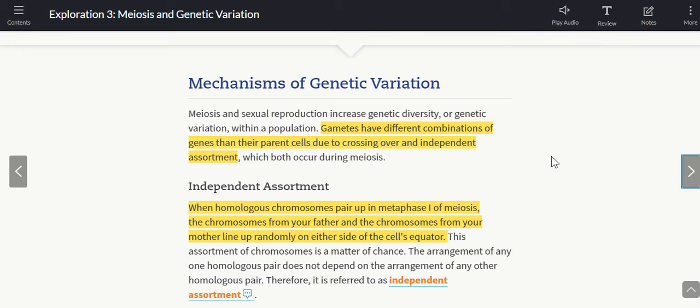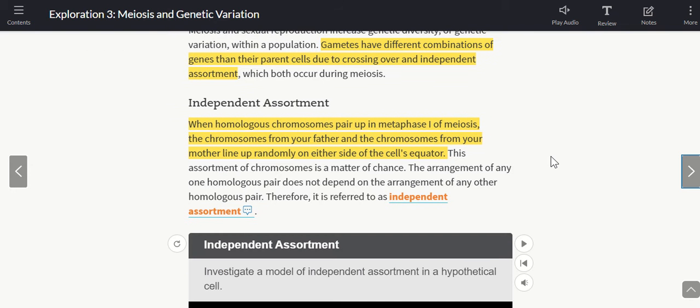Now, there are basically two steps in this process that impact the genetic diversity of the gametes that are produced. Remember, in meiosis, we are trying to create those haploid gametes that have half of the copy of genetic material and are designed to combine with another gamete that also only has half of the information. All right. Now, the first one of these is something called independent assortment.